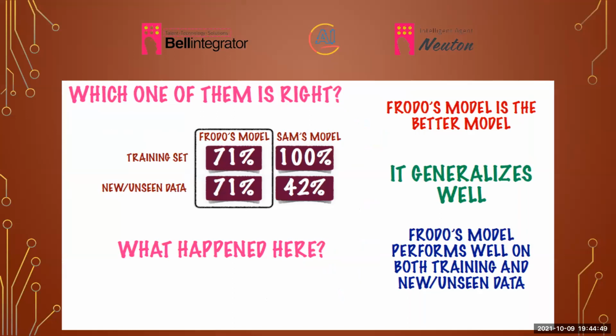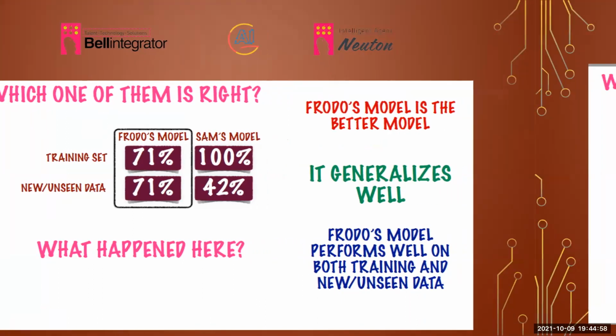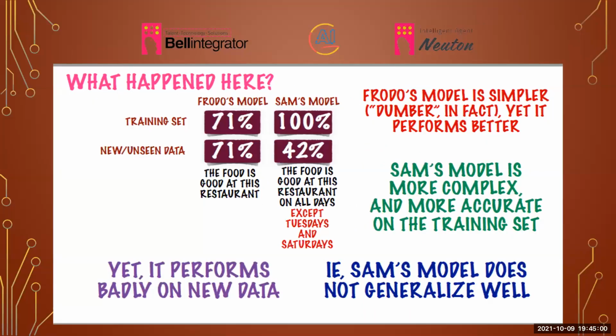So, Frodo's model performs well on both training and unseen data, why? Because it generalizes well, as I said earlier. Sam's model is more complex because he went into Tuesdays and Saturdays being not good. He went too much into depth of it. He did not look at the overall picture, right? So it's a bad model. It's not gonna help you.